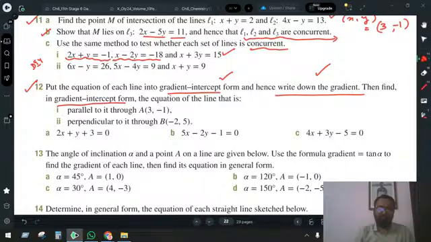Find the gradient intercept form. What is meant by putting the equation of each line into gradient intercept form? Okay, find the equation. The equations of the lines are these.